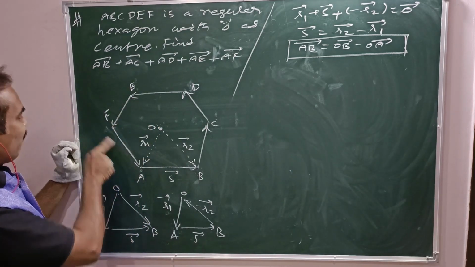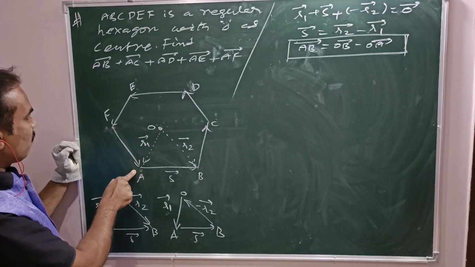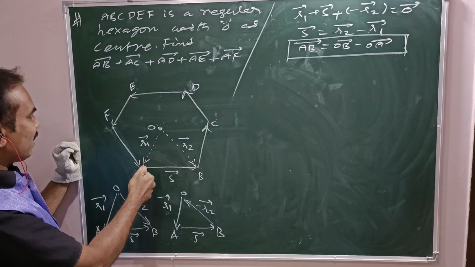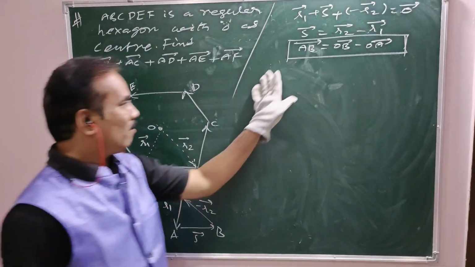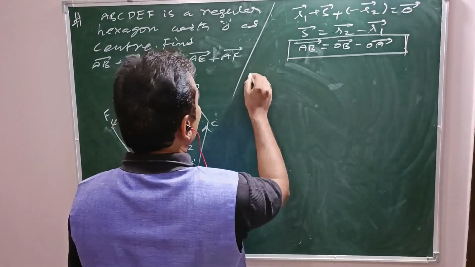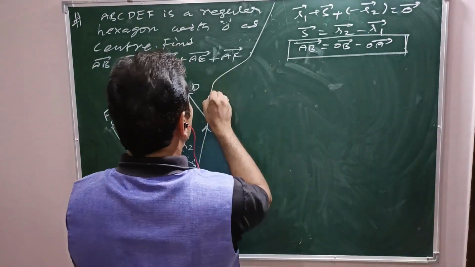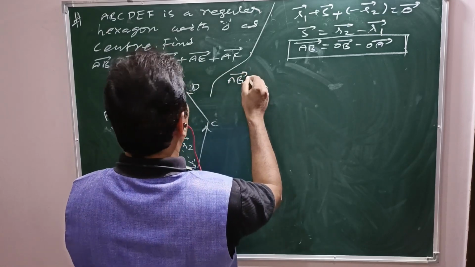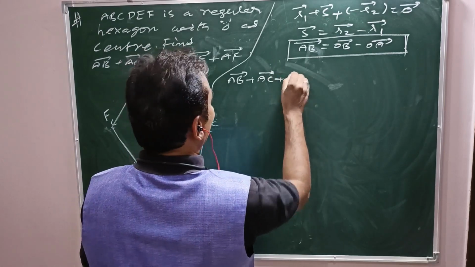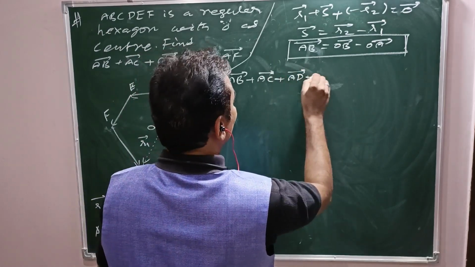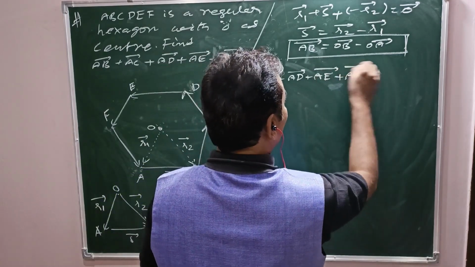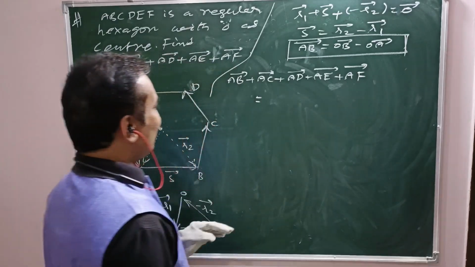Similarly, FA bar: A means final, F means initial. So final position vector minus initial position vector, and so on. Right. Now the question is AB bar plus AC bar plus AD bar plus AE bar plus AF bar is equal to?